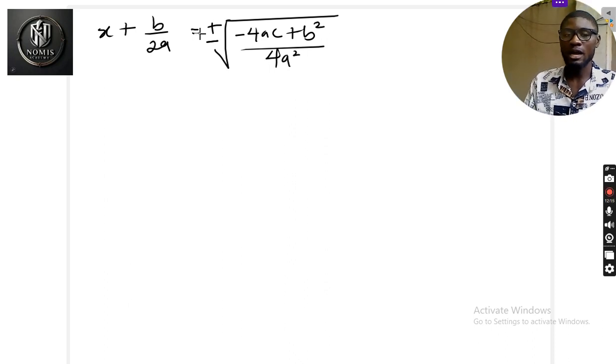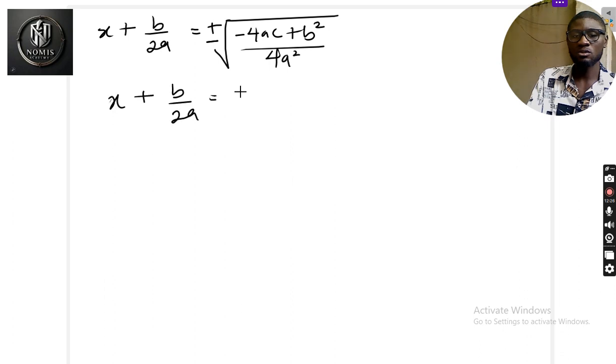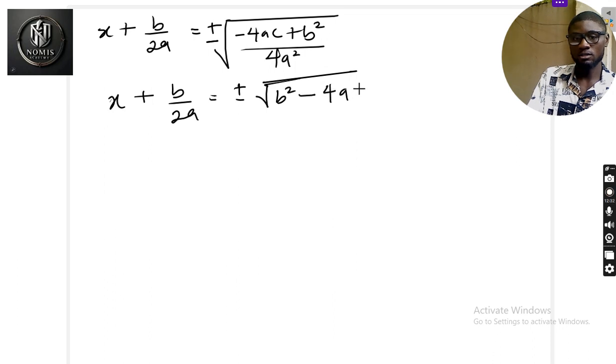So now we have x plus b all over 2a is equal to plus or minus the square root of minus 4ac plus b squared all over 4a squared. Let us rearrange it to make it look like something that is familiar. X plus b all over 2a is equal to plus or minus the square root of b squared. Have I changed anything? No, I just brought this earlier before this. So it's still b squared minus 4ac, all over the square root, because this square root covers everything. Now I just separated it. Now I have 4a squared.